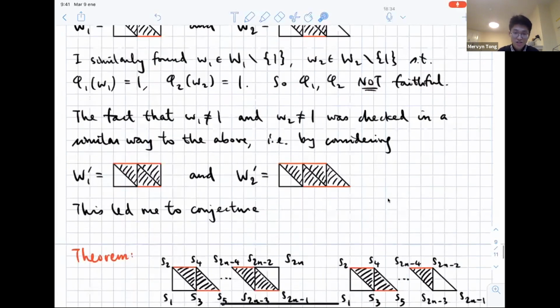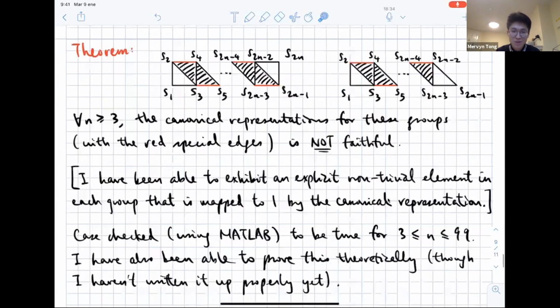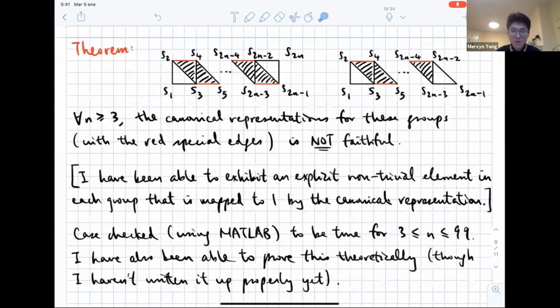Naturally, this led me to conjecture that however many shaded triangles I sandwich between the 2 unshaded triangles, the canonical representation with these special edges is not going to be faithful. And it turns out this is actually true. I have been able to exhibit an explicit non-trivial element in each group that's mapped to 1 by the canonical representation. I've checked this using MATLAB to be true up to 99, but I have also been able to prove it theoretically, although I haven't written it up properly yet.